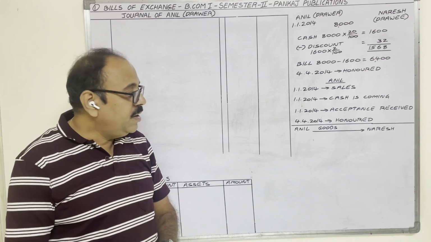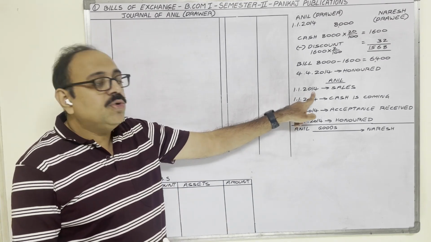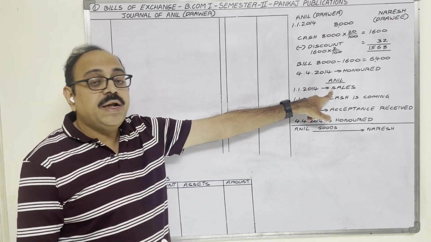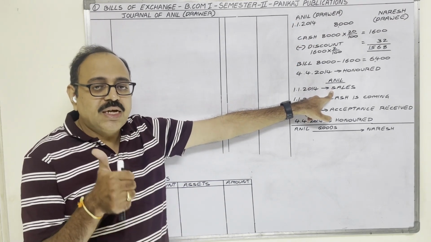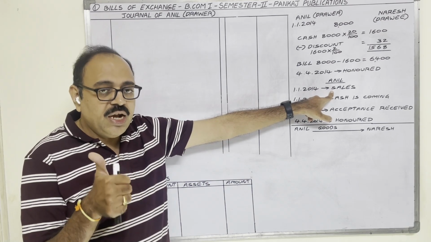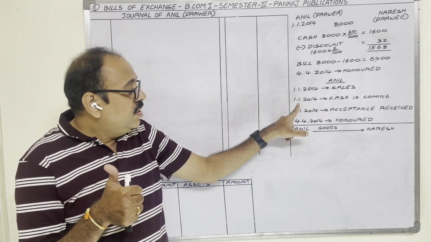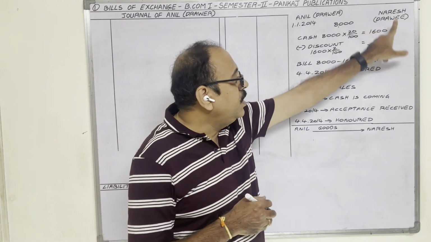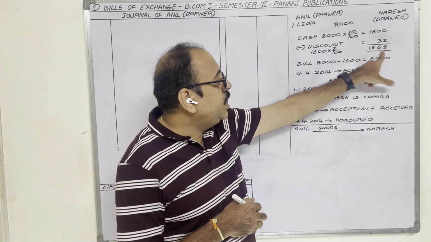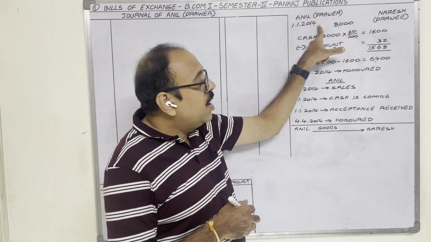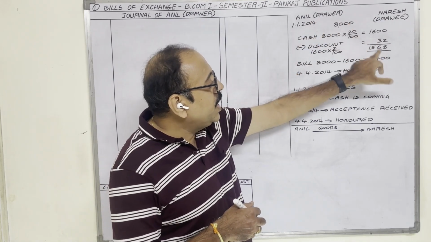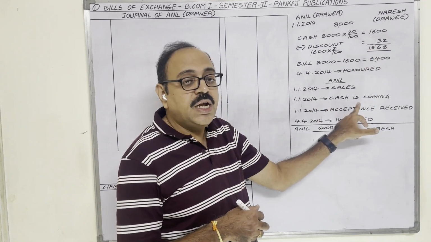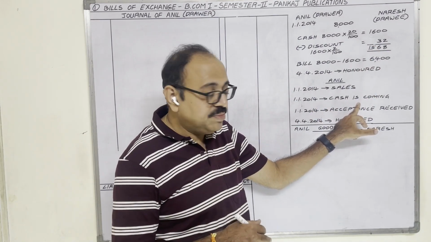So first, what happened? On 1st January 2014, Anil sold goods to Naresh for 8,000 rupees. The first transaction is sales. For that, we should write one entry. Next, what happened? On the same day, Naresh paid 1,568 rupees cash to Anil, and Anil is allowing a discount of 32 rupees. So for this cash receipt, we have to write one journal entry.